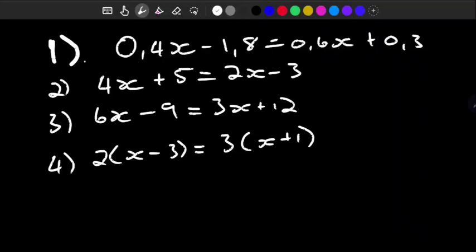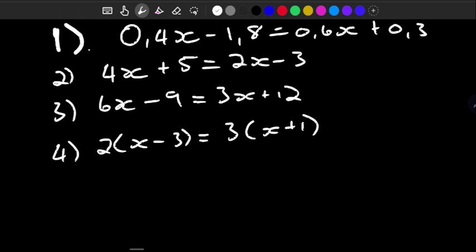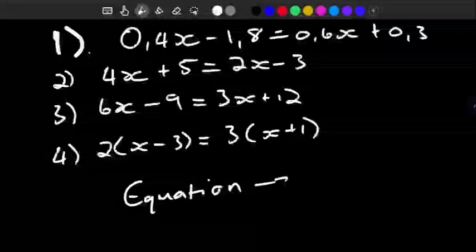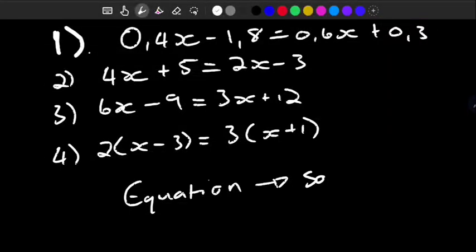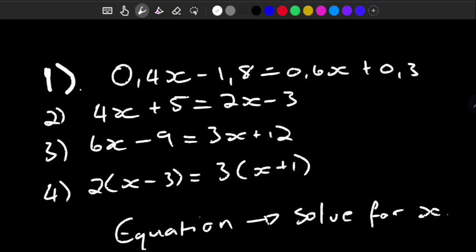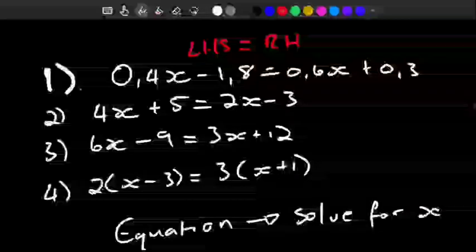Okay, so in this lesson we are going through algebraic equations, right? So remember that equations mean that you're solving for x. Solve for x. That's really what they're saying to you when you see an equation. The key rule with equations is whatever happens on the left hand side must happen on the right hand side, right? That's the key rule with equations.